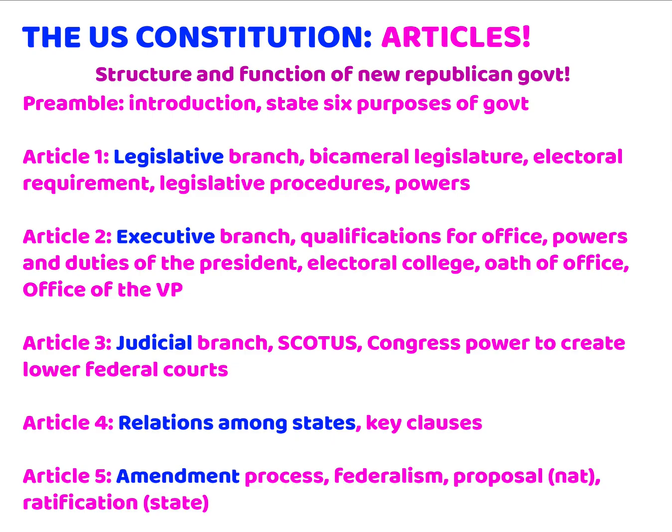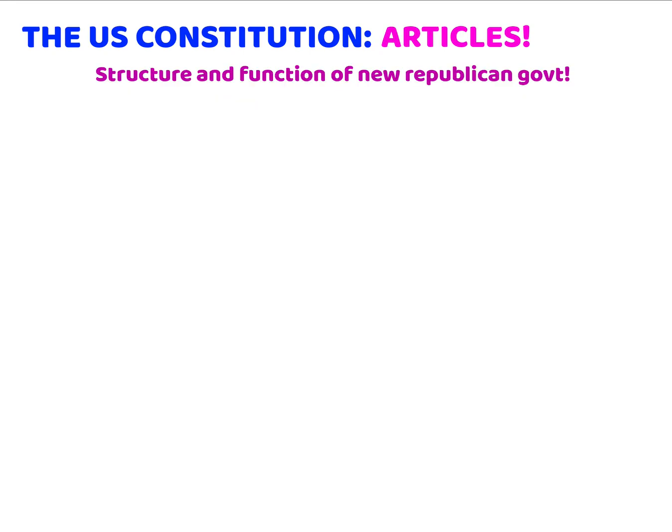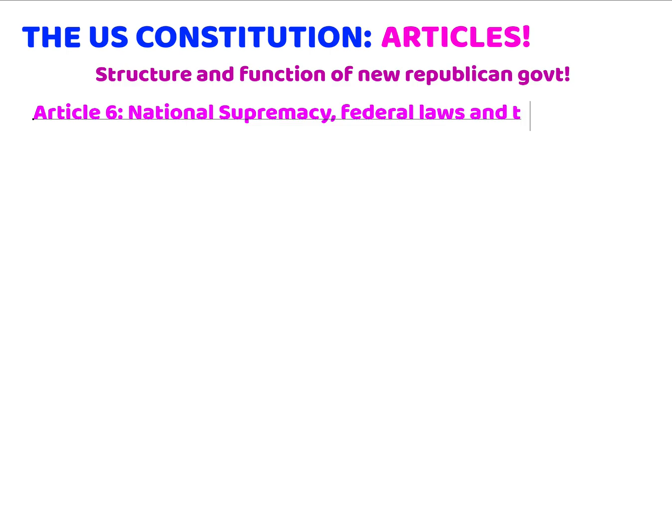So we only have 2 more left. So let's get through it. We have Article 6, which is going to talk about national supremacy. And in national supremacy, it's going to state that federal laws and treaties are the highest law of the land and are binding on the states.